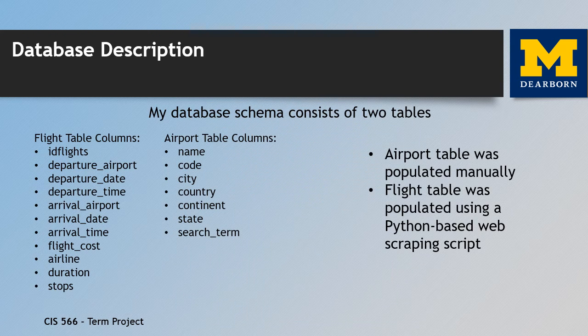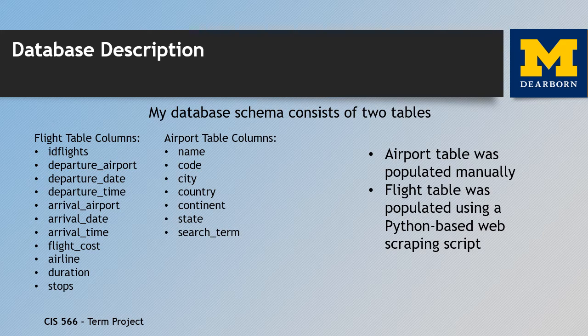My local database schema consists of two tables, one for flight information and one for airport information. My flight table consists of fields for the ID of a flight, which is just an auto-incrementing integer that is unique to each entry, the departure airport and the departure date and time, the arrival airport, arrival date, and arrival time, the cost of the flight, the airline of the flight, the total duration, and the number of stops.